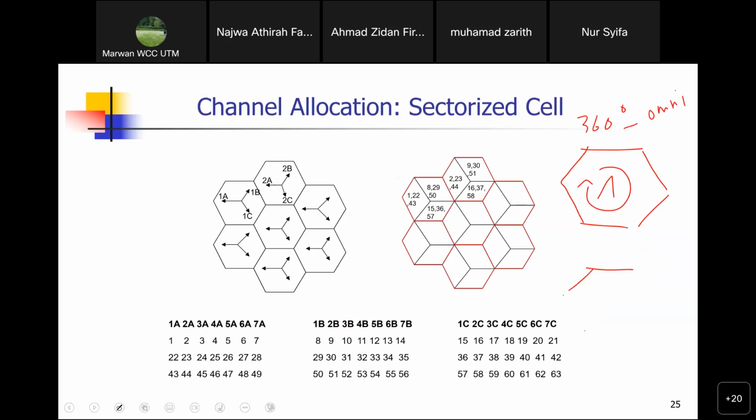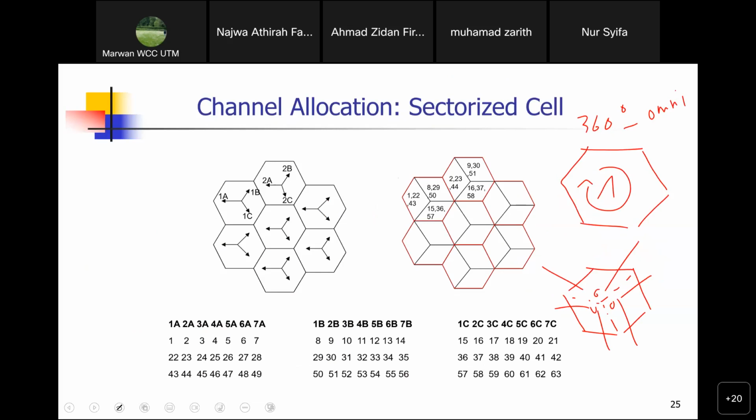Another approach is to use directional antennas. We divide our cluster, our cell, into 3 sectors. Then for every sector we have 1 antenna to cover the sector. When you do that, the way you allocate the frequency, you can push it even further.